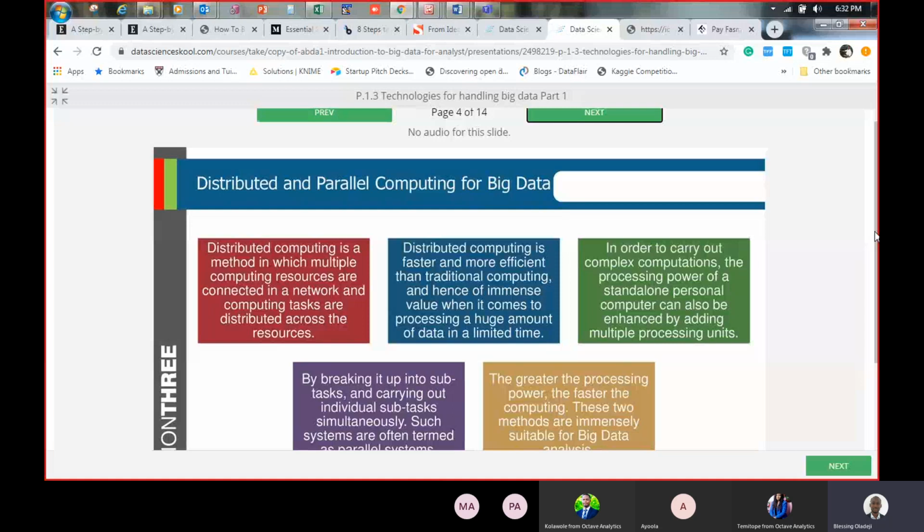So within a distributed network, it's usually faster and more efficient than traditional computing. If you want to carry out a complex operation, instead of asking one person to do it and that one person would die in the process, why not share it among a set of computers that are interconnected within the distributed network?